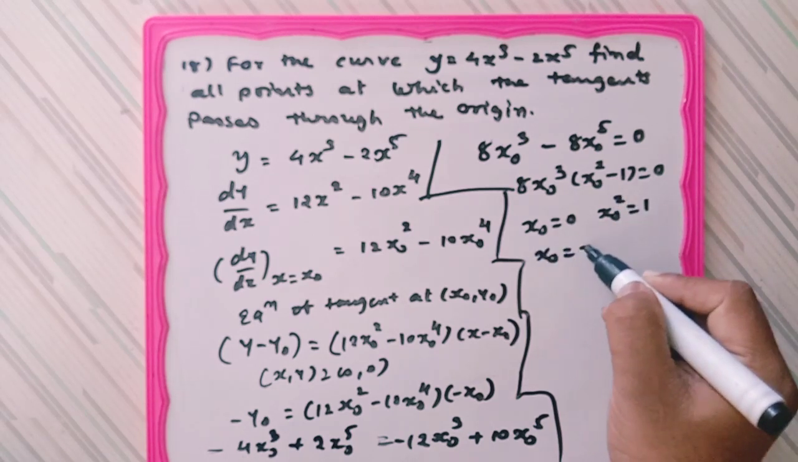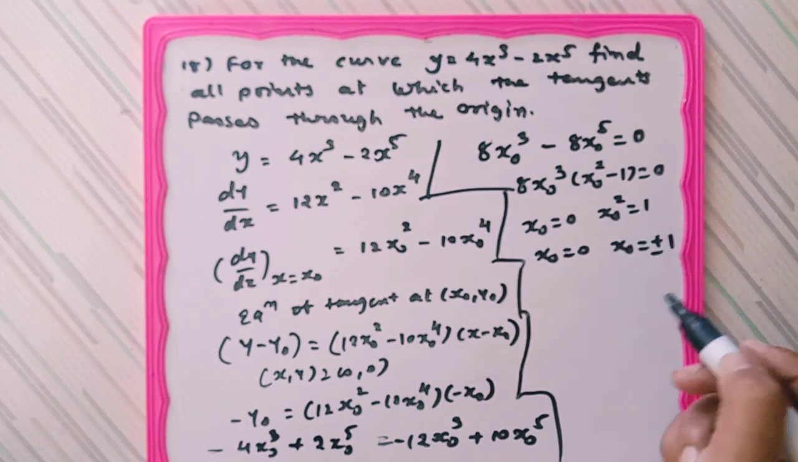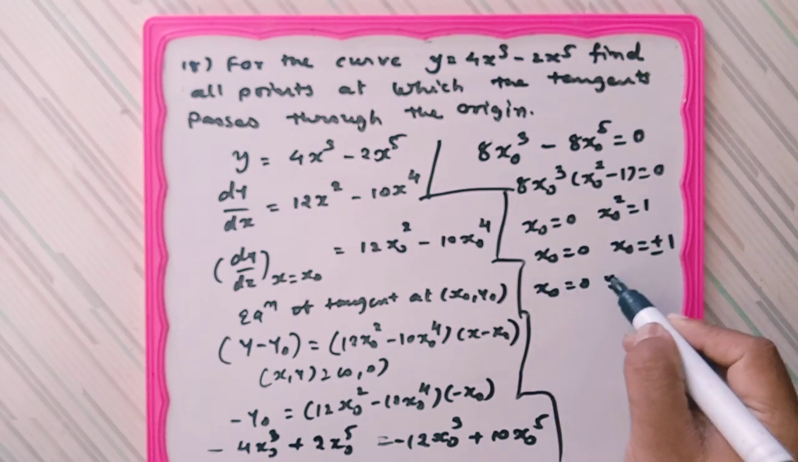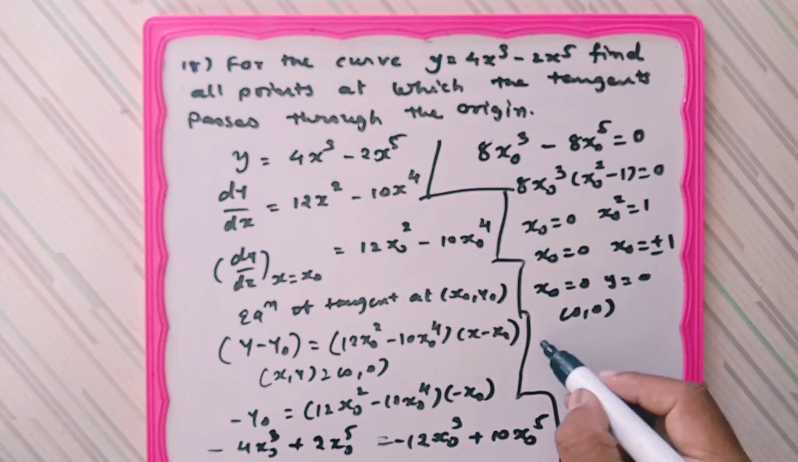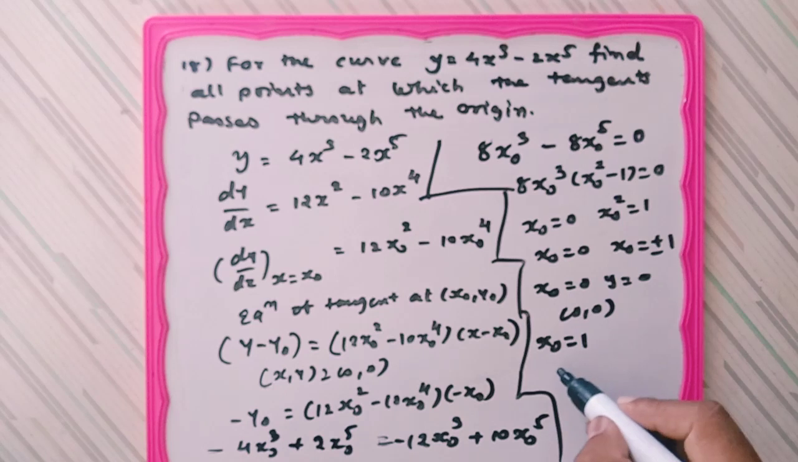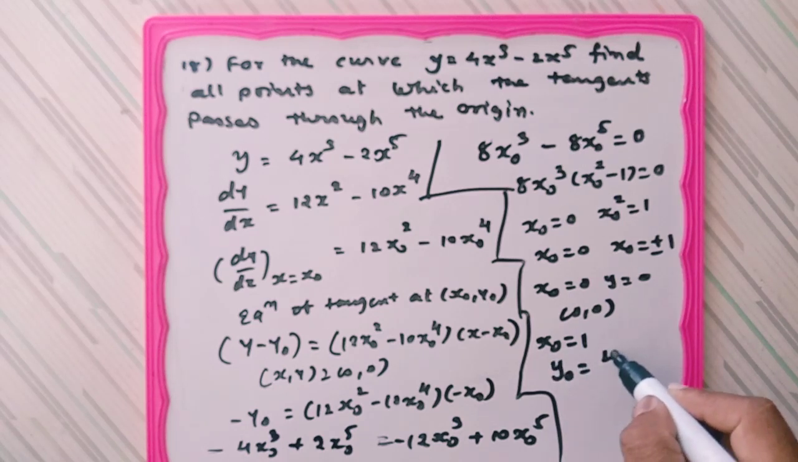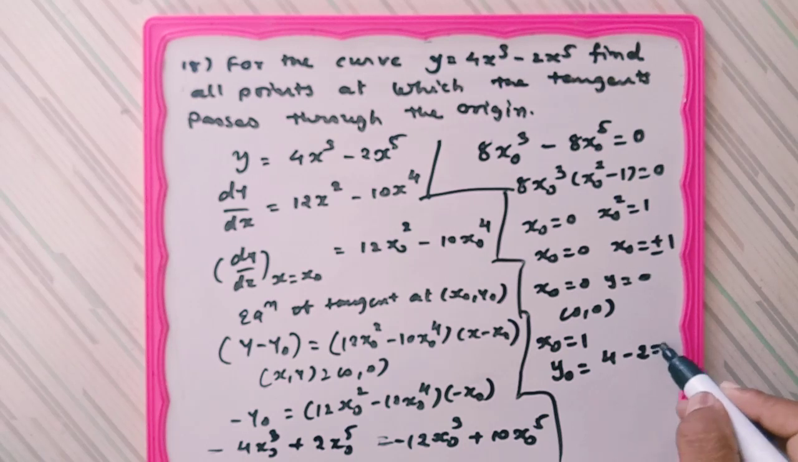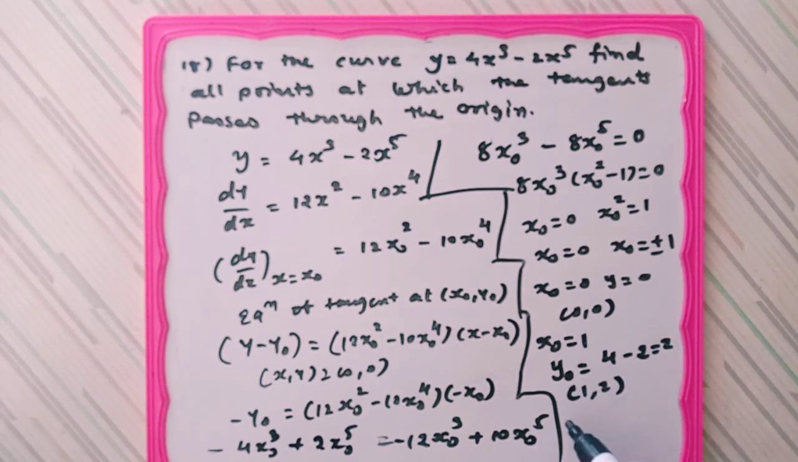So x0 equals 0 or x0 equals plus or minus 1. When x0 equals 0, then y equals 0, so the point is (0, 0). When x0 equals 1, then y0 equals 4 minus 2, which is 2, and so the point is (1, 2). When x0 equals minus 1, then y0 equals minus 4 plus 2, which is minus 2, and so the required point is (minus 1, minus 2).